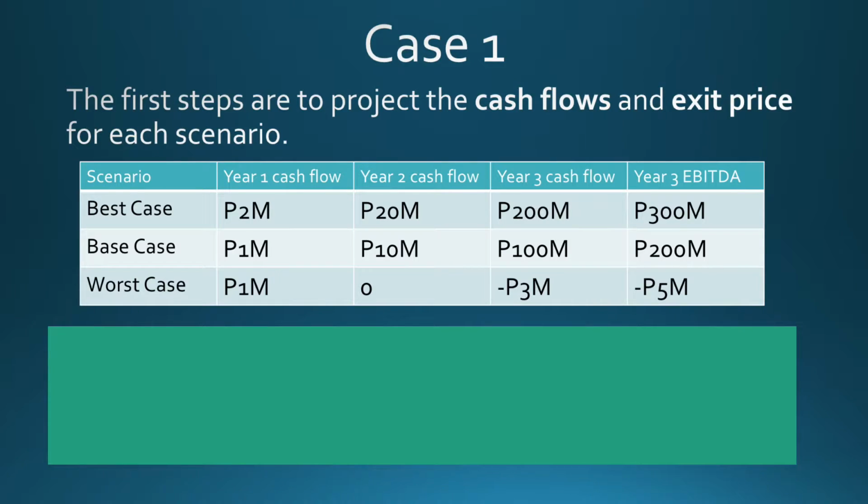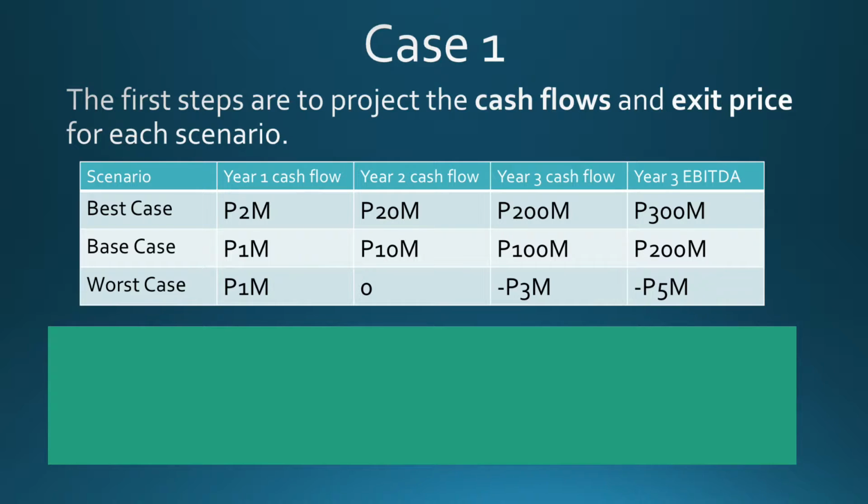The founders desire a rate of return of 20% annually from this project before disposing of it in 3 years' time. The first step is to project the cash flows and exit price under each scenario. In this case, it is already given. Best case scenario: year 1 cash flow, 2 million. Year 2 cash flow, 20 million. Year 3 cash flow, 200 million. Year 3 EBITDA, 300 million.